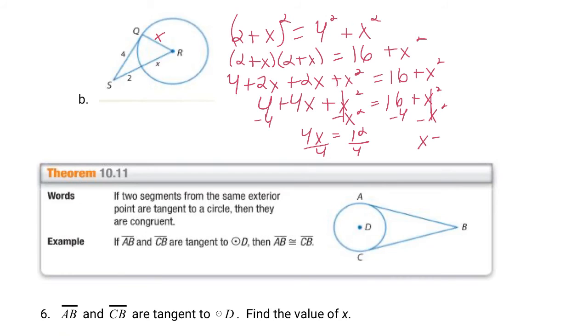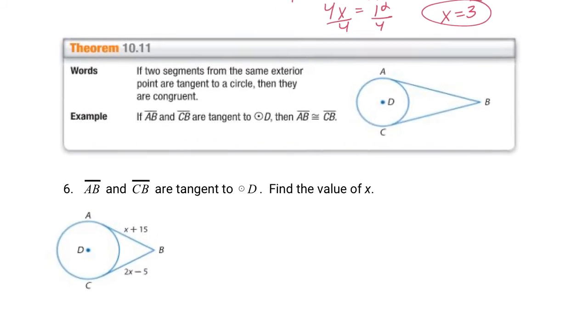Divide by 4 and get x is 3. Hooray! We totally did it. Let's keep on keeping on.